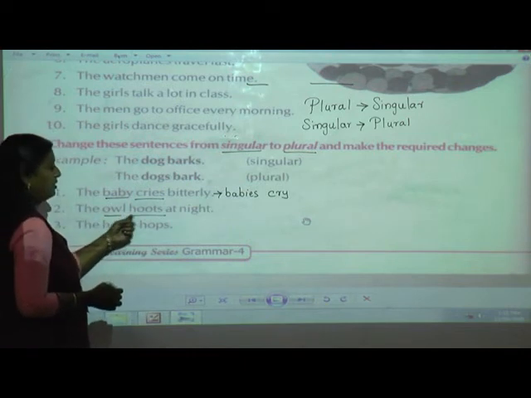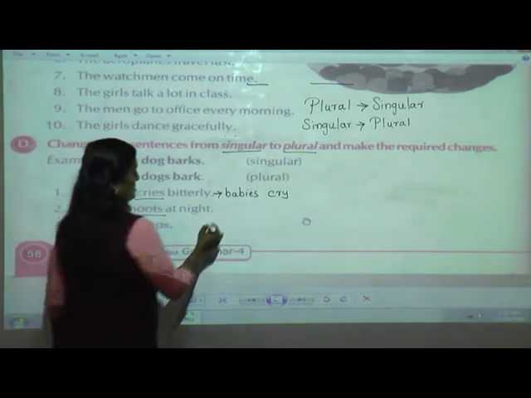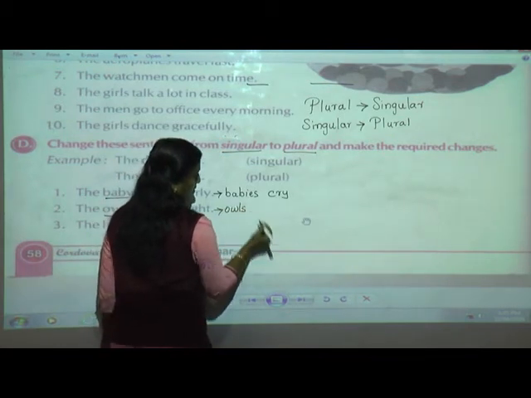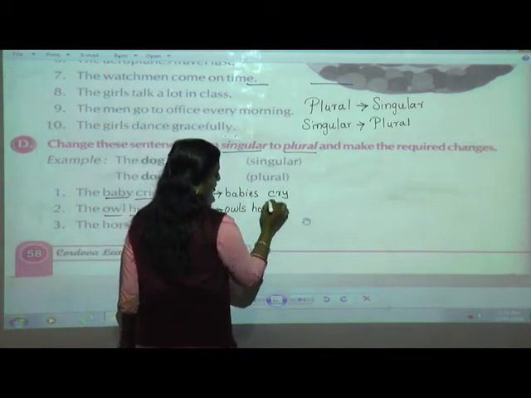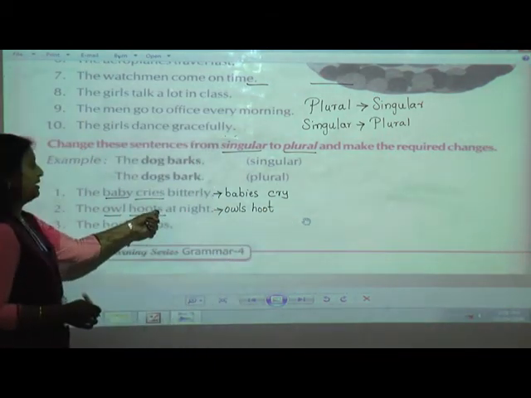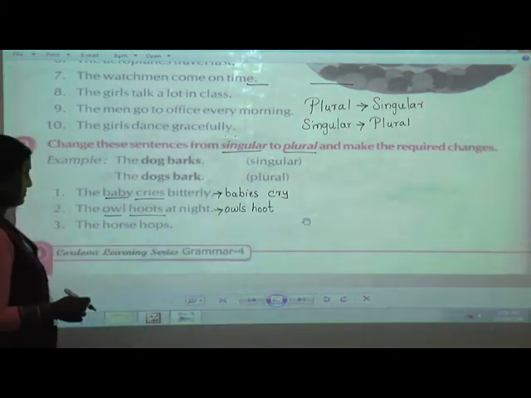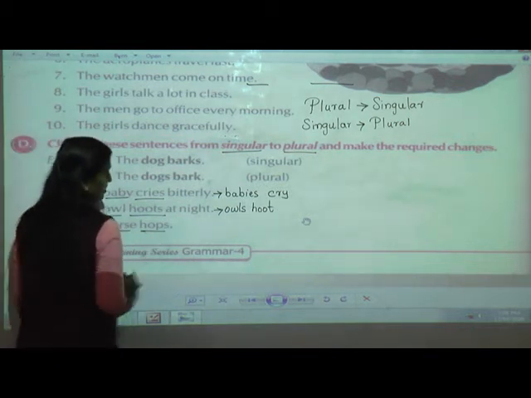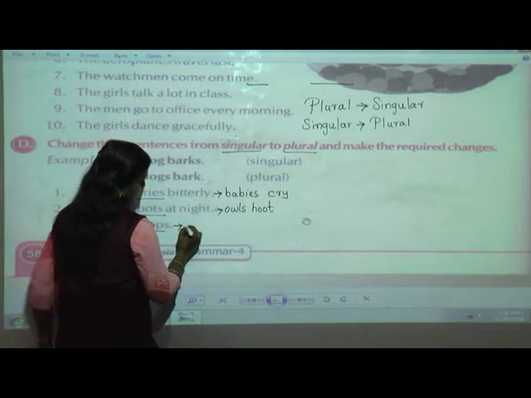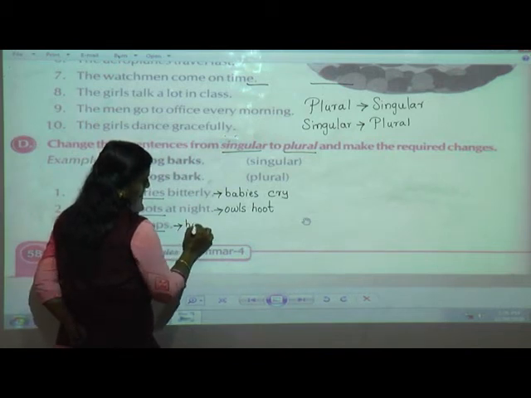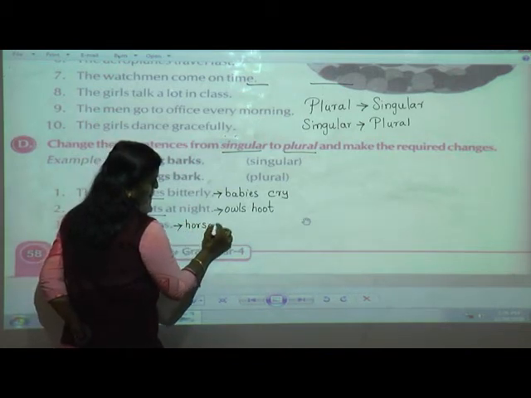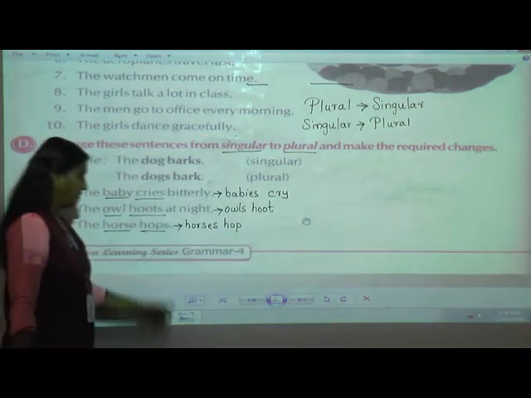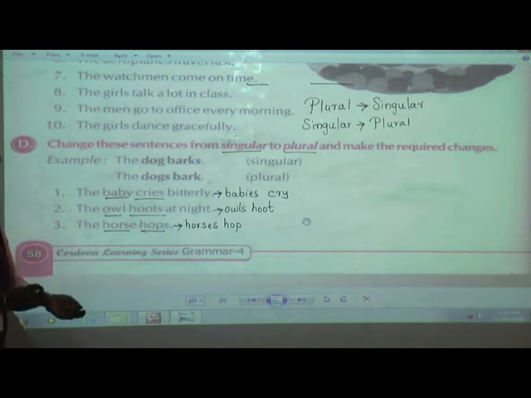The owl hoots at night. So owl is singular. I will make it into plural. Owls. Hoots will become hoot. Here the S will be there, so we have to drop the S. The horse hops. Horse is in which form? Yes, it is in singular form. I will make it into plural. Horses. And this verb will change. We will drop the S if it is there.